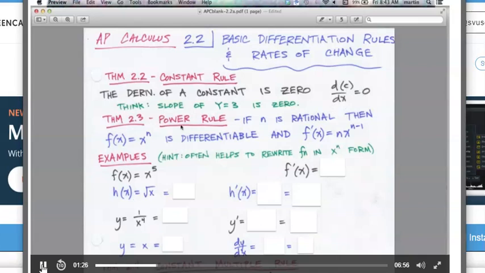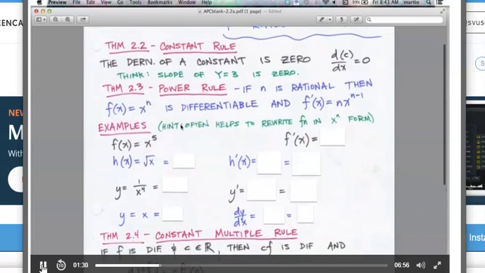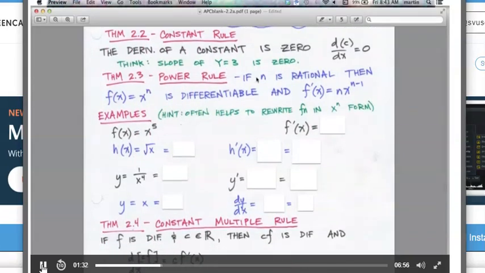For the power rule, this is the one that we will use quite often. It's the most basic of the differentiation rules that we use regularly. This one says, if n is rational, then f of x equals x to the nth is differentiable. So we have a polynomial. That means it is differentiable. Think of any polynomial you've ever seen. It's a smooth curve. It does have a tangent line that has a slope we can get.